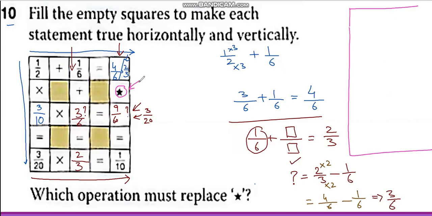We have to figure out the operation that can be performed between 2/3 and 3/20 to get 1/10. Let's observe what operation we should perform. I think we should perform multiplication, because 2/3 and 3/20 will give 1/10 if we multiply. If we cancel the 3 and 3, we get 2/20, and that can be simplified to 1/10. So this star can be replaced with a multiplication sign.